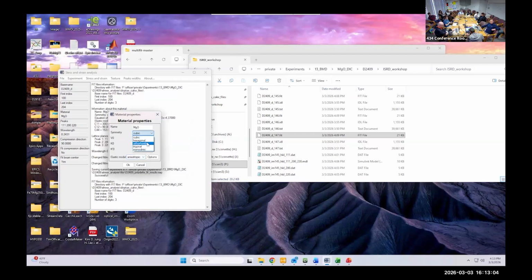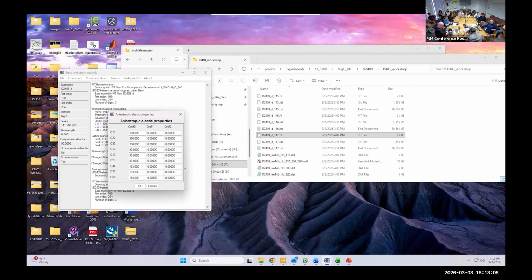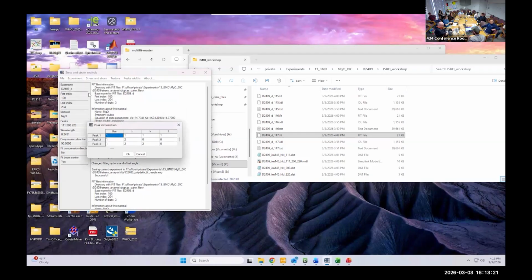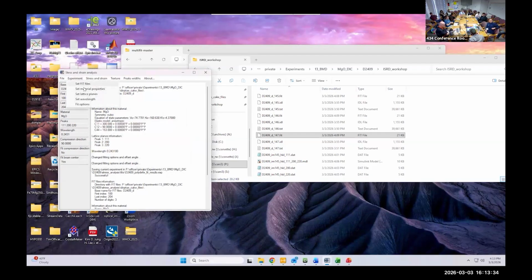So if I go to orthorhombic, there are a lot more CIJs, but we have cubic. We want to select our lattice plane. So 1 just means use it or don't use it, so 1 or 0, and then you put in the HKL. Set the wavelength. We already know that from Dioptas.